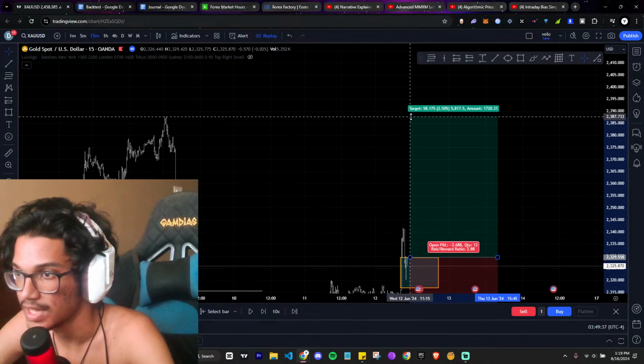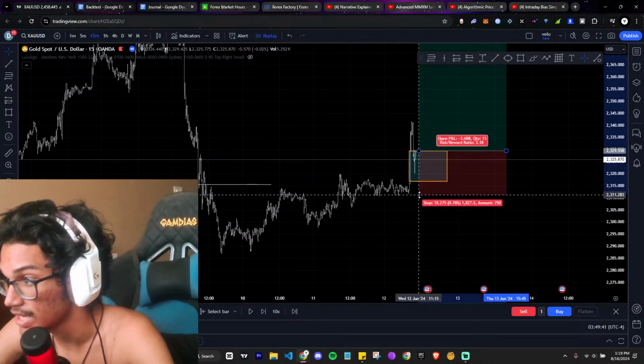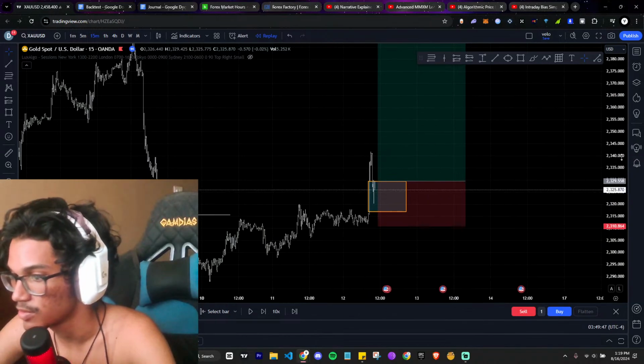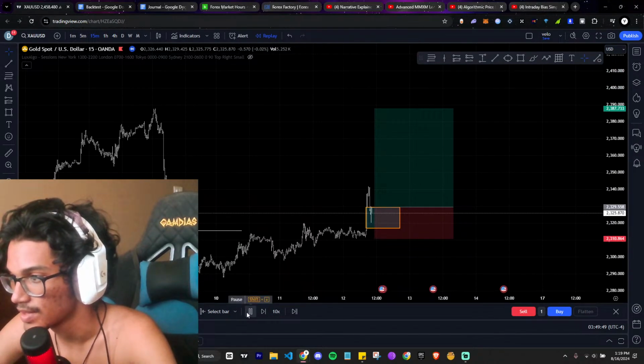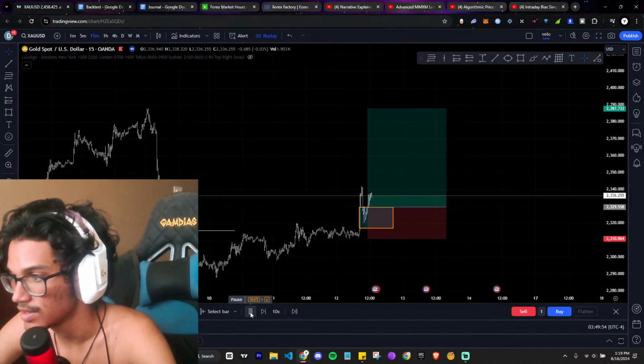Yep, it's a 2.89 to these equal lows. It's like a 3.28 even if we take these equal lows, maybe slightly lower. Yeah, that's enough. 1 to 3. Let's see if it plays out.